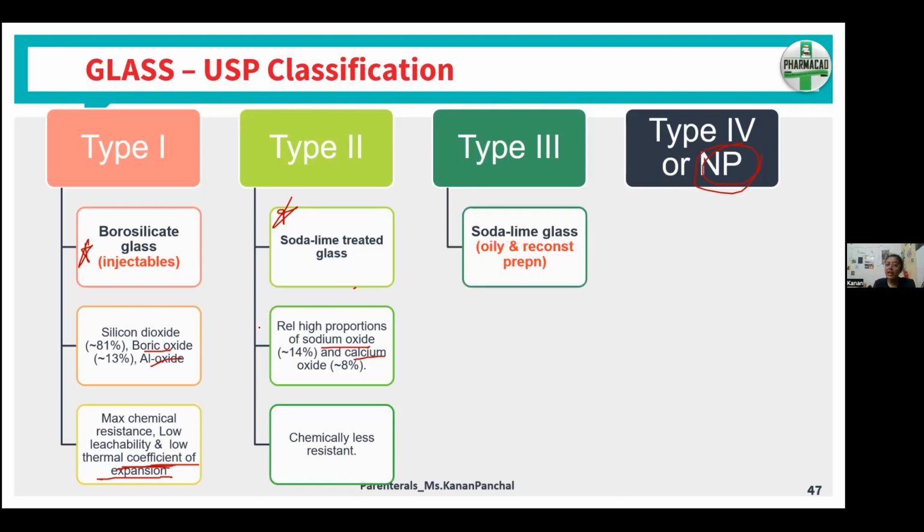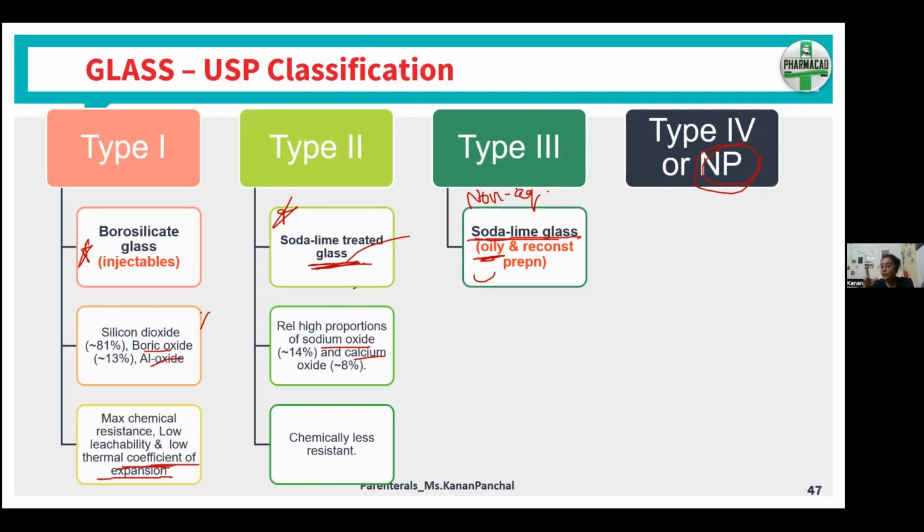And type 3 is your normal soda lime glass. This is your soda lime glass and this is your soda lime treated glass. We'll understand what's the difference. So this type 3 is usually used for oily preparations, meaning non-aqueous preparations. There is more reactivity, because type 3 is the least stable, so we will fill only such content whose reactivity will be low. The reactivity of non-aqueous things is usually lesser compared to aqueous, compared to water based.